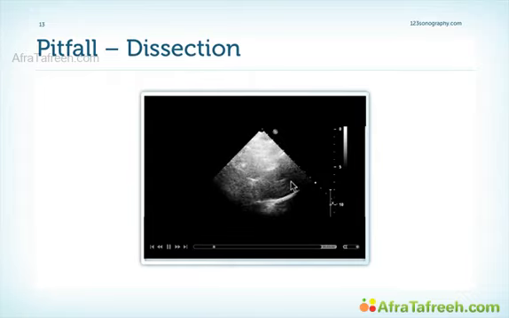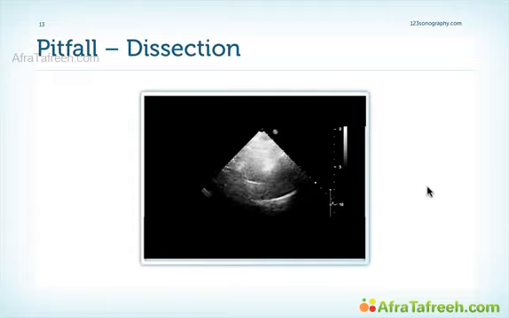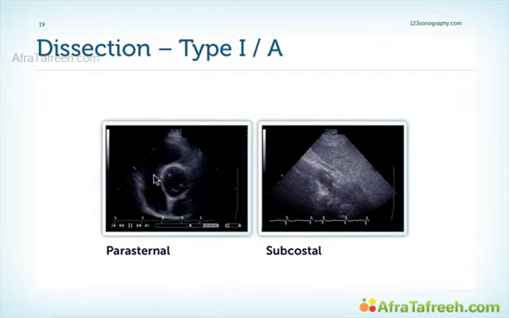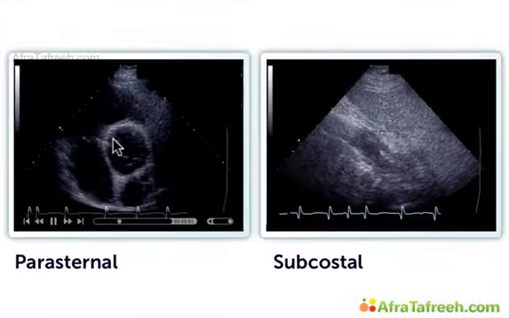Here is such an example. This in reality was not an intima flap, but only a reverberation from the anterior wall of the ascending aorta. Another example, this time a short axis view, where you can see the intima flap here.